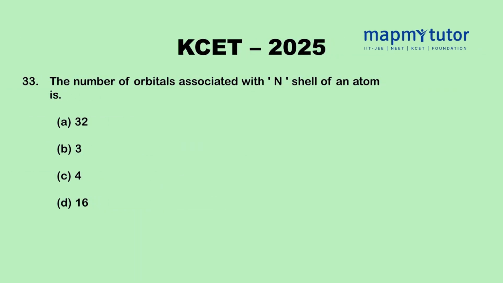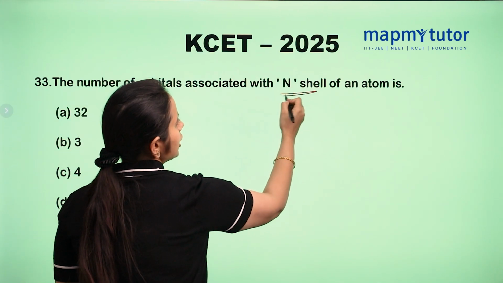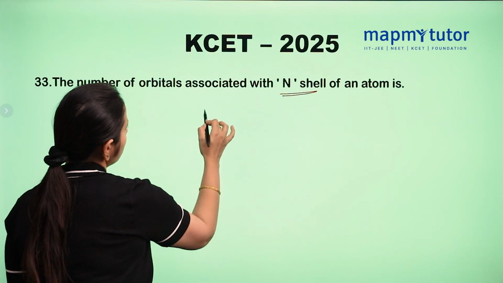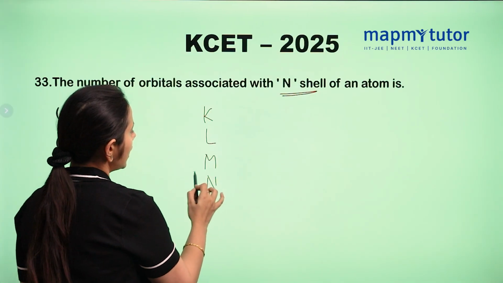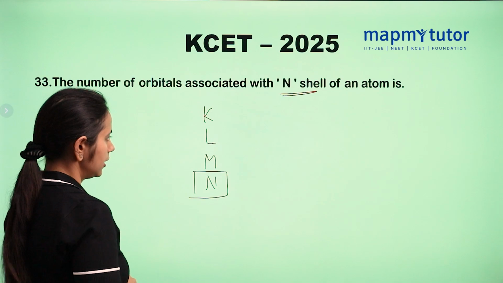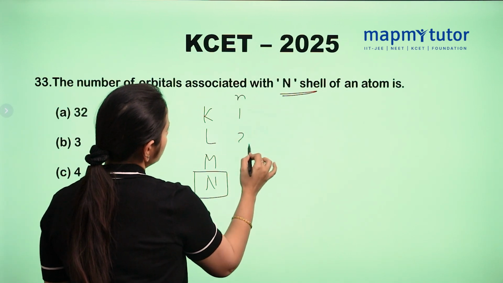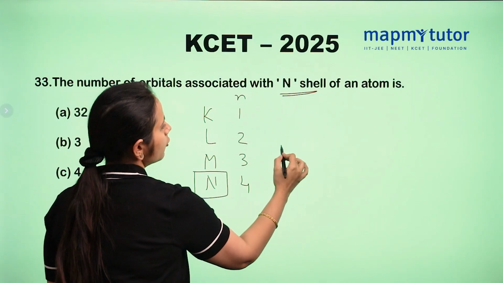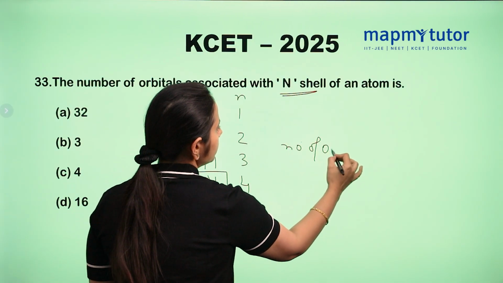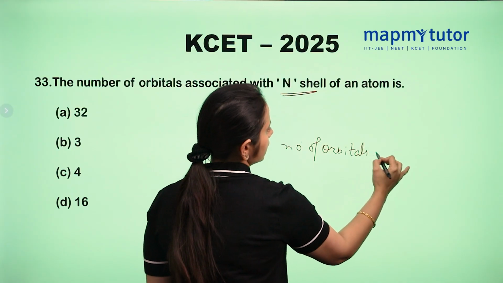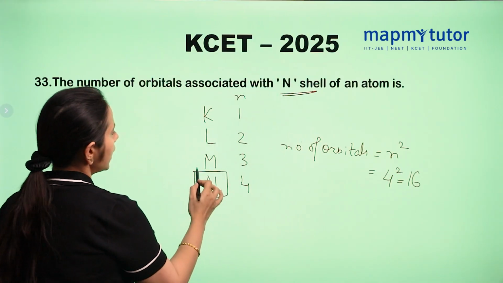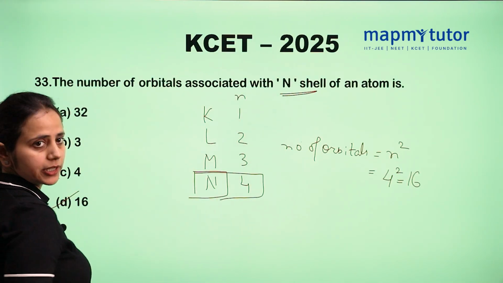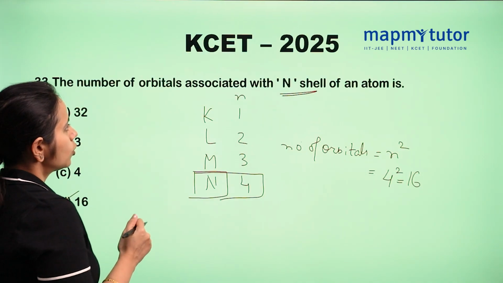The number of orbitals associated with the n shell of an atom. See, there are shells, I hope you remember, that is K, L, M, N. These are the shells. So he is asking the number of orbitals in this n shell. So for this, the n value is 4. For calculating the number of orbitals, the formula is n square, that means 4 square. So the answer is 16. So in the nth shell, there are 16 orbitals in an atom.